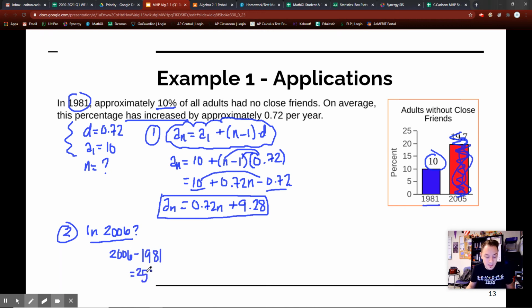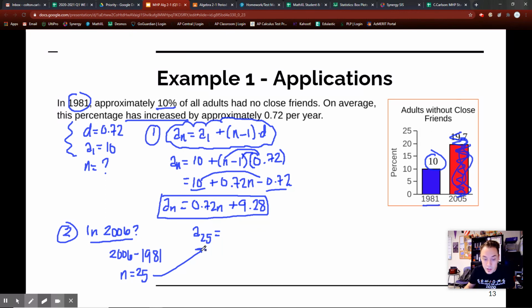Is this my answer? No. But what it is, it's actually my n value. So in 25 years, how many adults without close friends, what's the percent that has increased? Okay, so let's try to find this out. So a sub 25. I'm going to put that right there, a sub 25.